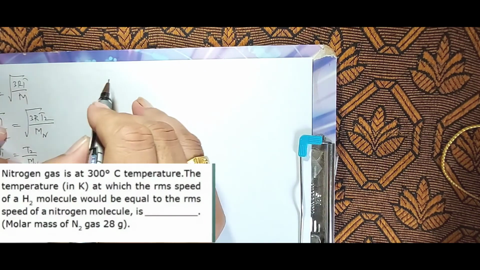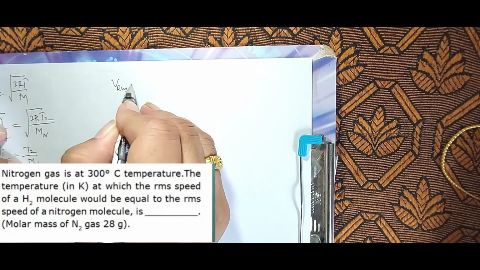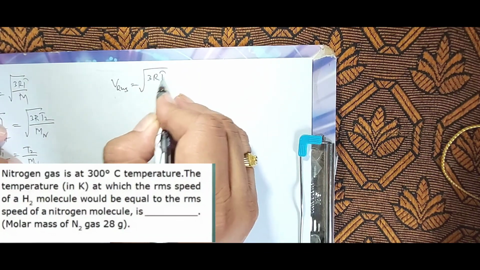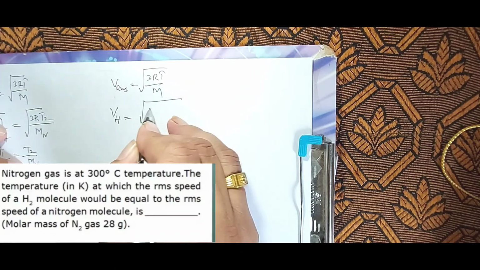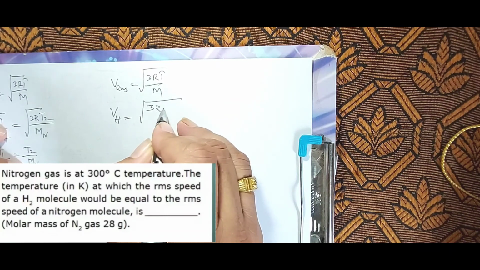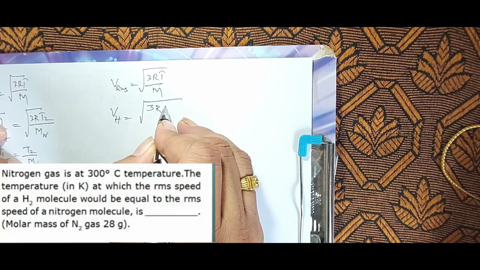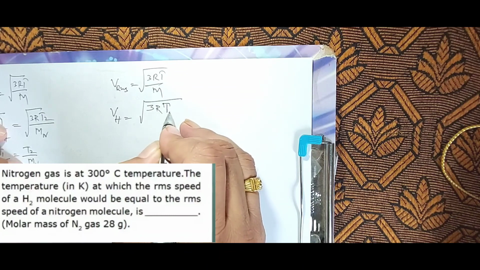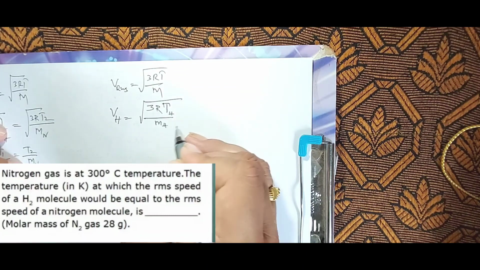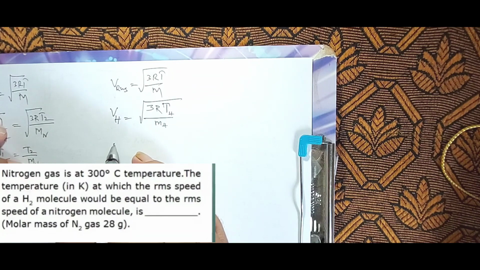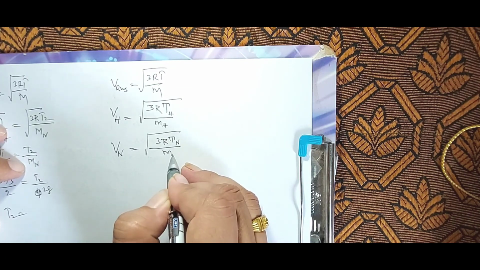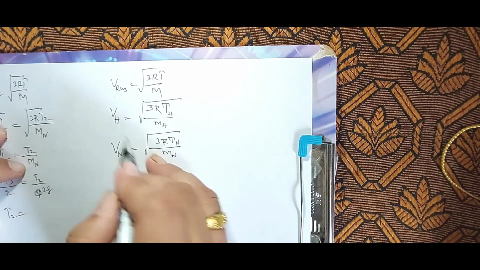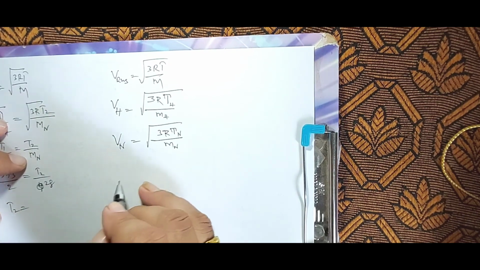So RMS speed formula, what is the formula here? Square root of 3RT by m. VH is equal to square root of 3RTH by mH. Next, RMS speed of nitrogen is equal to square root of 3RTn by mn. So, these two are equal.